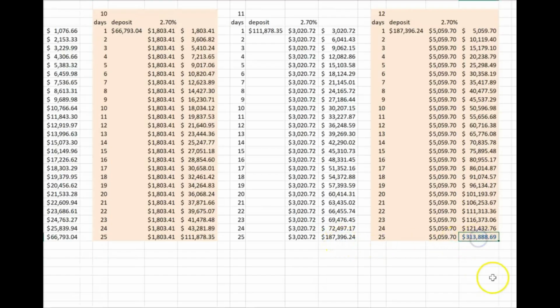$187,396, and then you hit that $313,888.69. You're making $5,000 a day. It's big money at that point. Of course, you've got this in, you're making $5,000 a day just by sticking with that. You don't have to increase it. You can, if you want, put more in, but it's there. And so it's a really, really wonderful plan.